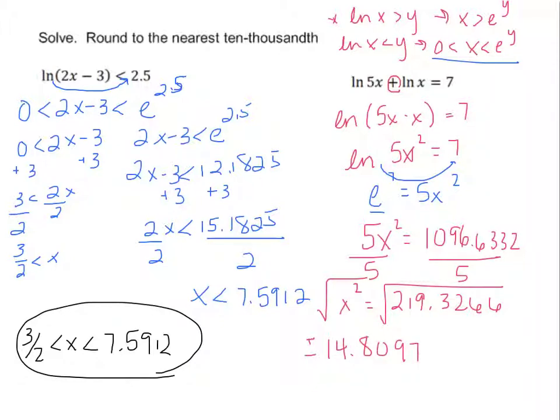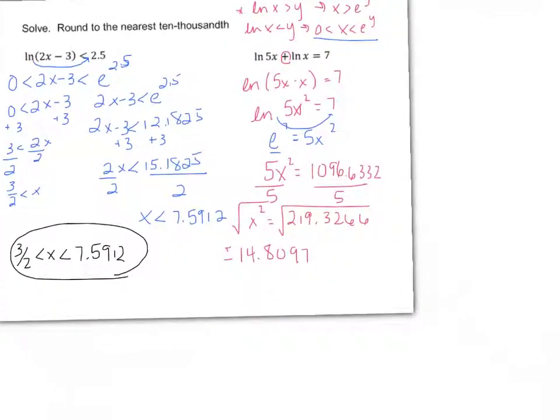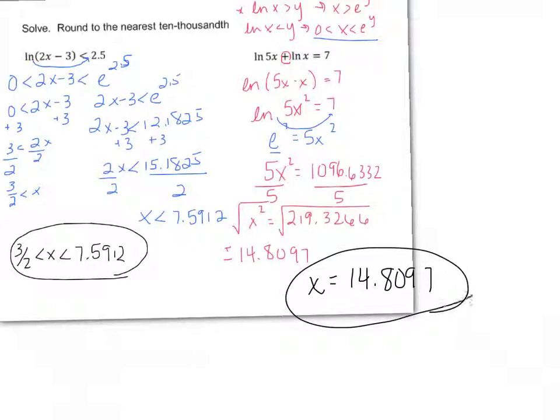However, this negative value here will not work because we would be taking the natural logs of negatives, which will not exist for the same reason that the logarithms of negatives don't exist. So here x would just be the positive 14.8097. So there we solved our natural logarithms.